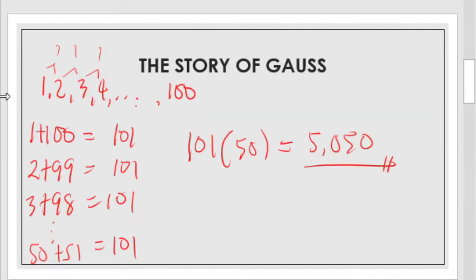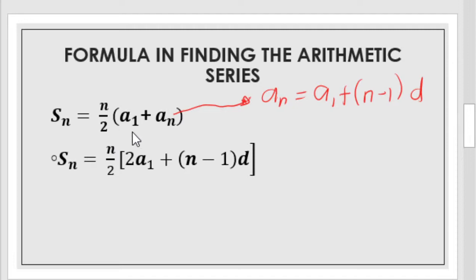For example, atong problem ni Gauss, di ba? Kahibaw man siya sa first term, which is 1, o sa last term, then you can use this formula. Pero kung pananglitan, dili nimo kahibaw kung unsa value ni a sub n or ni last term, then you cannot use this formula. Thus, you will use the second formula. Okay? Now, let us apply these formulas now. Let's go to our virtual board now.